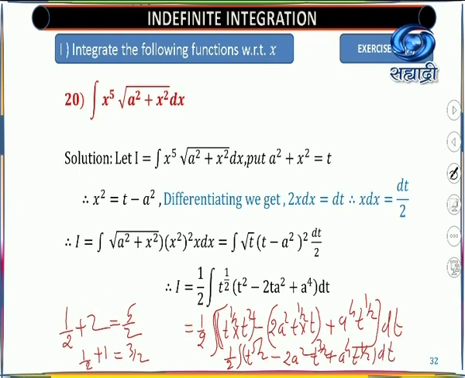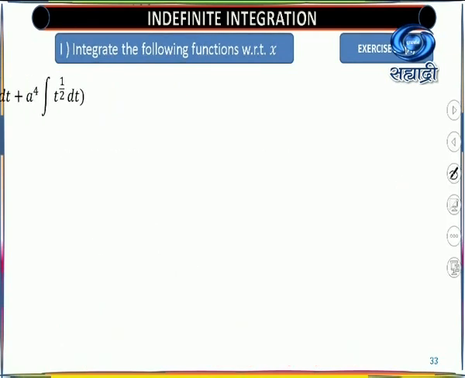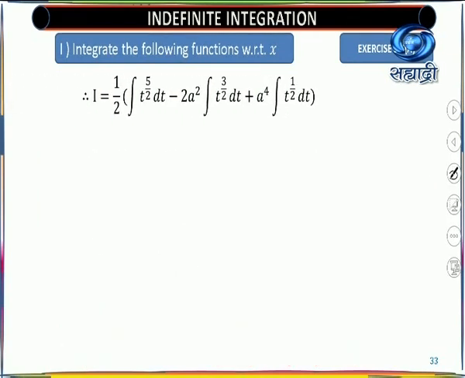Okay, now you got the value as half into integral t raised to 5 by 2 minus 2a square into t raised to 3 by 2 plus a raised to 4 t raised to half dt. Okay, we'll start with that. What you will get, you have to separate out. That is half into integral t raised to 5 upon 2 dt. 2a square is constant, so you are able to take outside the integral sign.